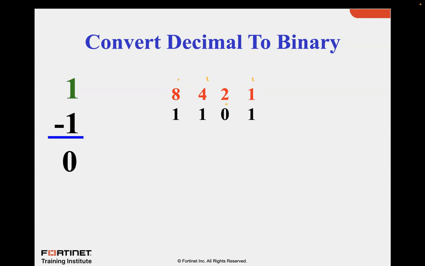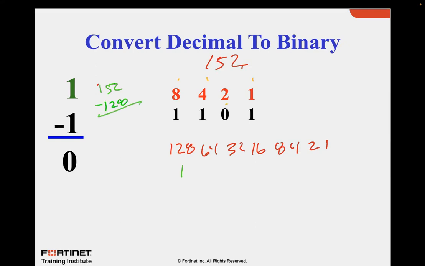Supposing I had, I don't know, 152. I'd write out the ones column, the twos column, the fours column, the eighths column, the 16s column, each one double the one before, 32, 64, 128. The next one over would be 256. That's bigger than my number, so I stop there. Let's take 152 here. Subtract 128. Put a 1 in the 128th column. Now, that's going to be a remainder of 24.